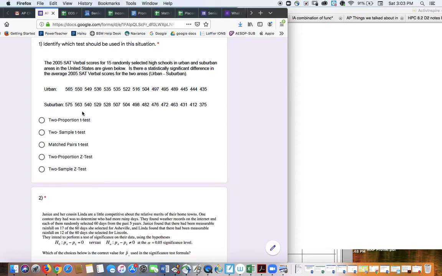Looking at it, we've got 15 randomly selected high schools, but one of the groups is urban and the other group is suburban. So we have two separate groups. The only way it would be matched pairs in this case is if they said something like they paired up an urban school with a suburban school, and they don't say anything about that in the problem. So we have two completely different groups that we are gathering averages on, that we're comparing. So that would be a two sample t-test.